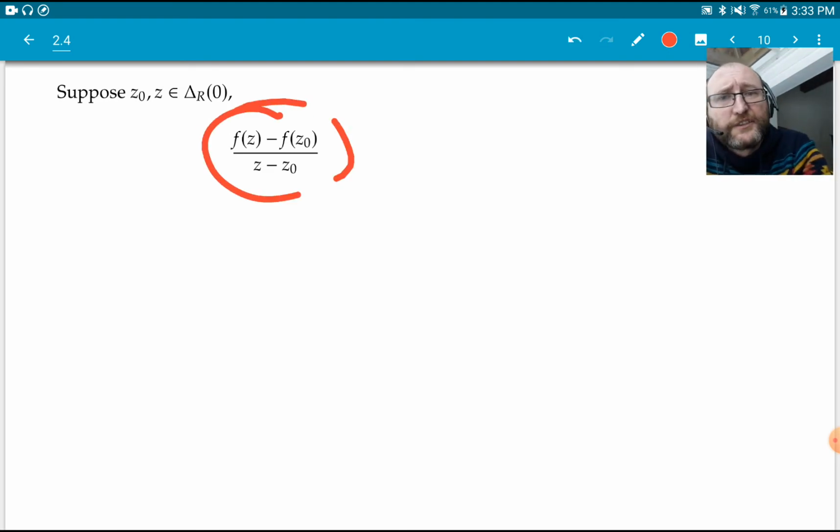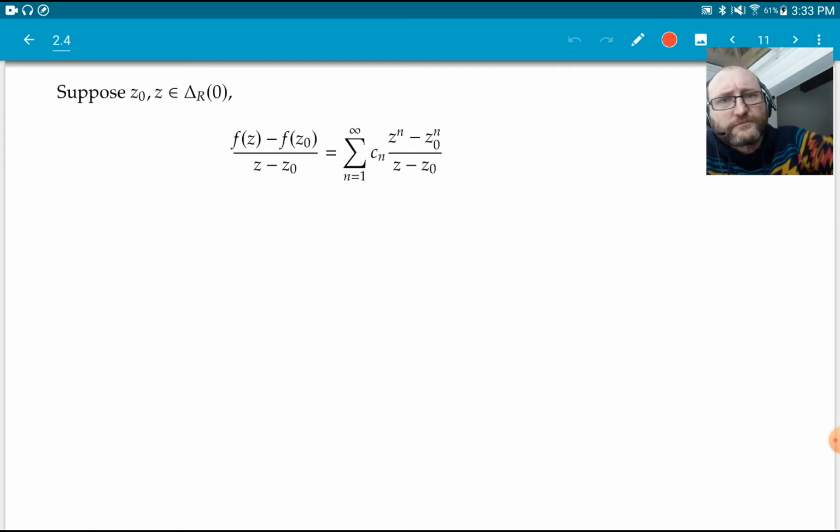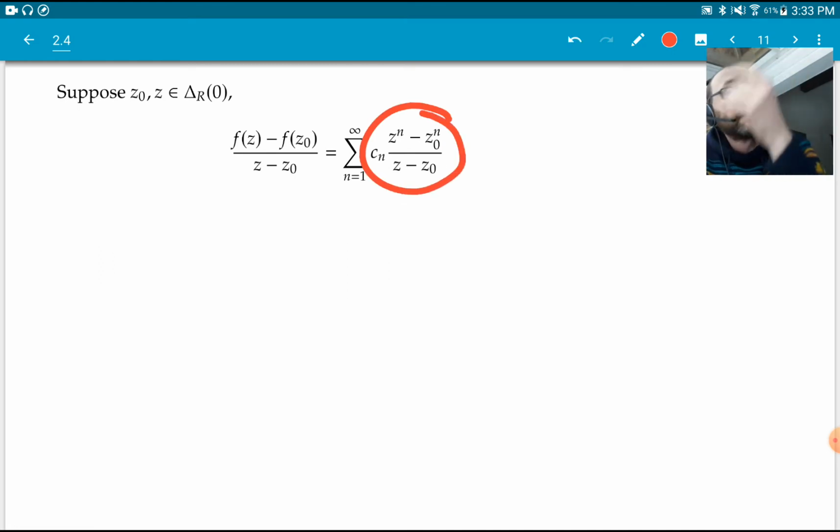Let's look at the difference quotient for the function f. We can add and subtract power series, so that was the exercise I was talking about before. That's actually rather easy. We can just add the series, term by term, so we get this expression over here. Now, this thing looks like the difference quotient that we just computed.